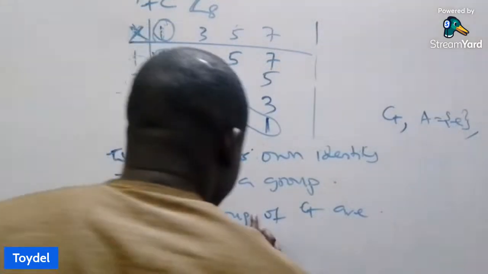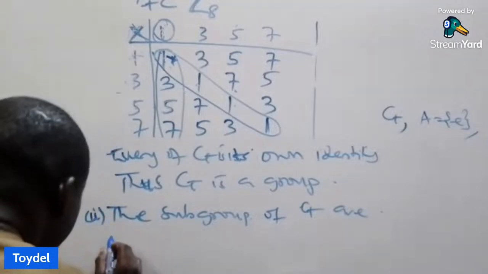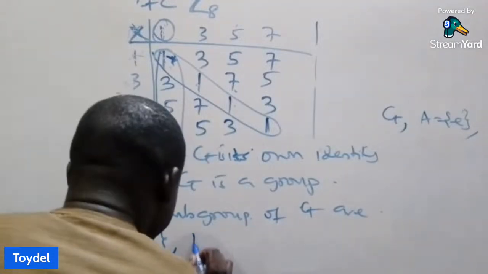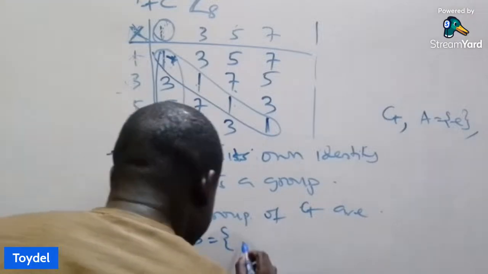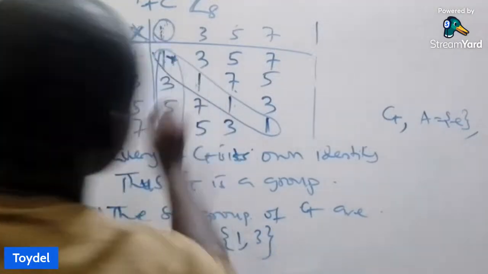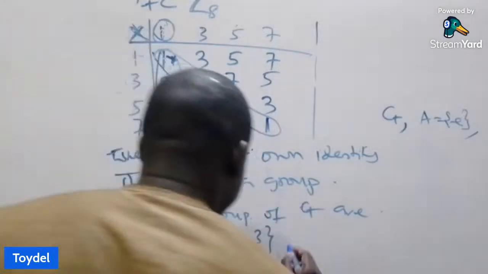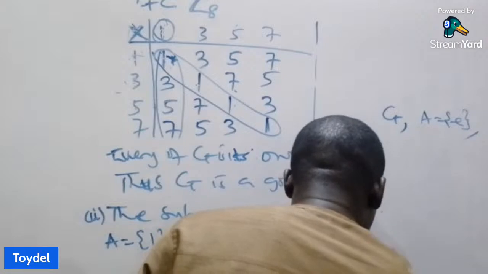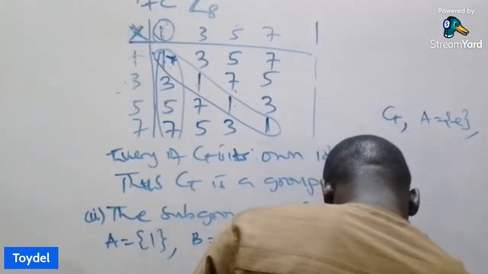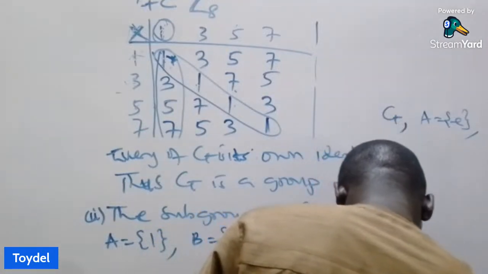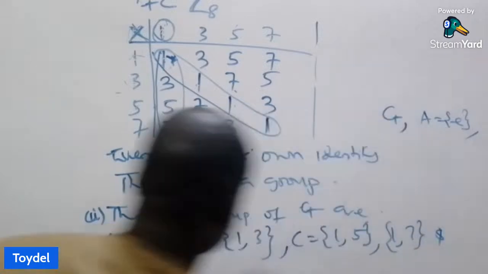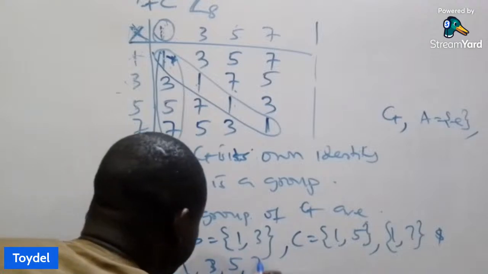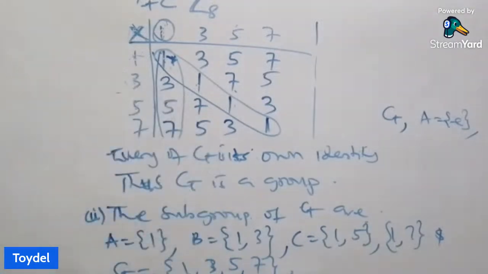So please let's note the subgroups of G. The first one, we can call it A, is where we have the identity alone, that's 1. Then B, I'm trying to break it down: 1, 3 can be a subgroup. Let's say C is 1, 5. 1, 5 can also be a subgroup. Then another one, 1, 7, can be a subgroup. And G itself is also a subgroup: 1, 3, 5, 7.